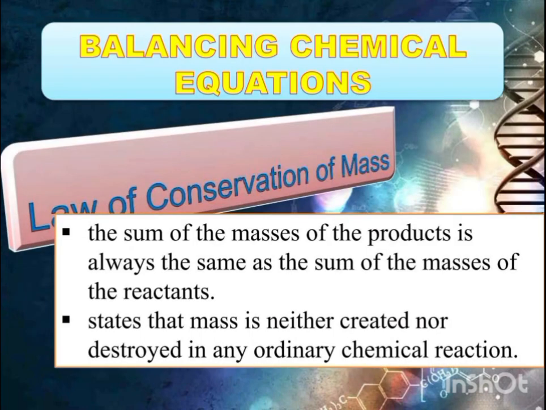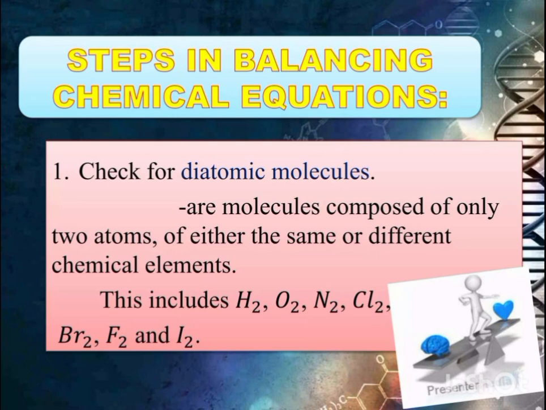Now comes the balancing of chemical equations. To balance a chemical equation, the law that should be kept in mind is the law of conservation of mass, that says that the sum of the masses of the products must be equal to the sum of the masses of the reactants. So actually, the statement refers to mass which is neither created nor destroyed in any chemical reaction. So the first point is that the number of moles should be equal on both sides. So we see the steps that are followed for balancing a chemical reaction.